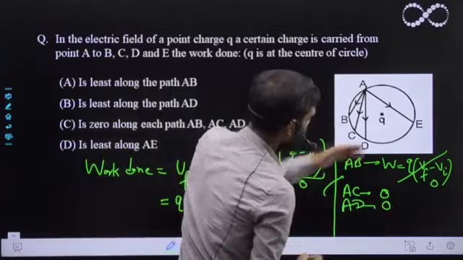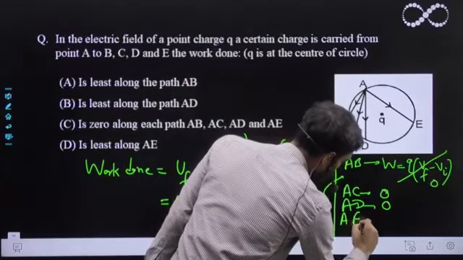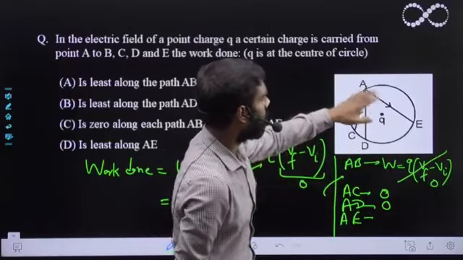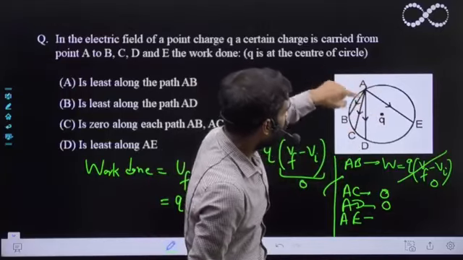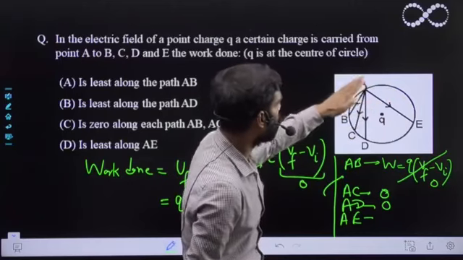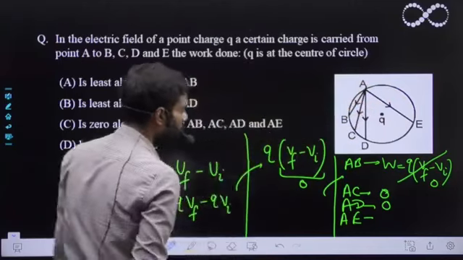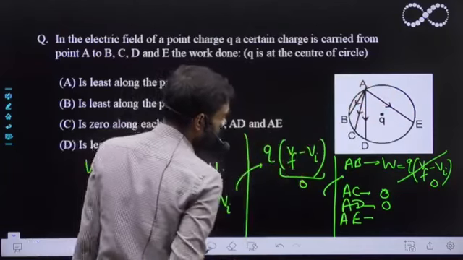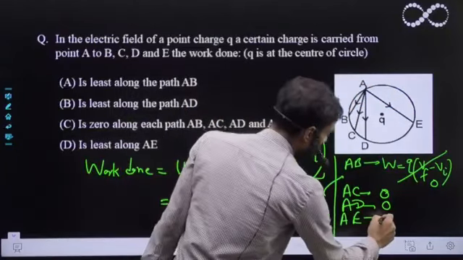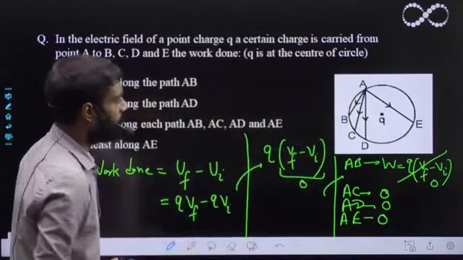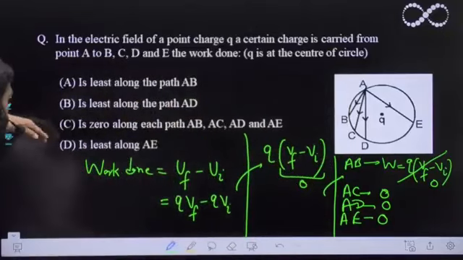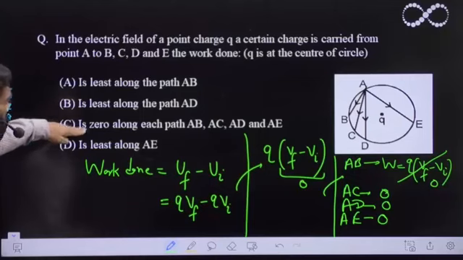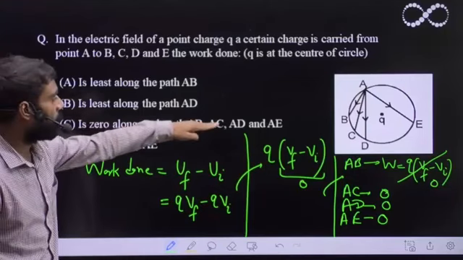If you take A and E, the points A and E are also at the periphery of the circle, that is equidistant from the center, so A and E are also at the same potential, so V final minus V initial will be 0. For AE also this will be 0. So from here I can see for all the paths the work done will be 0. So you can see which option is there. It is C, because it is 0 along each path AB, AC, AD and AE.